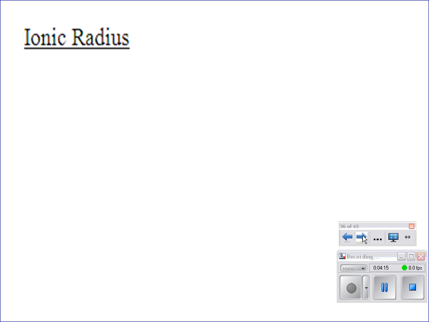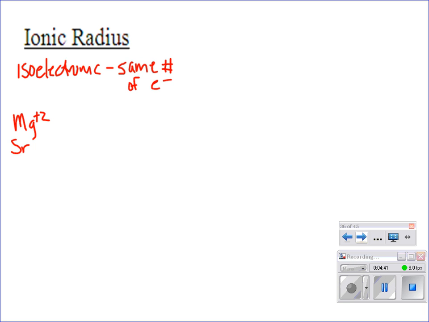Next is ionic radius. When we're dealing with ionic radius, it's very important for you to know the term isoelectronic. Isoelectronic means same number of electrons. So there's going to be 3 different scenarios that you need to take a look at when we're dealing with ions and their sizes. For example, if we were to compare Mg+2 to Sr+2 to Be+2, the first thing I really want you to do is decide what noble gas these are isoelectronic with. When magnesium loses those 2 electrons, it's isoelectronic with neon. This is with krypton, and that is with helium.